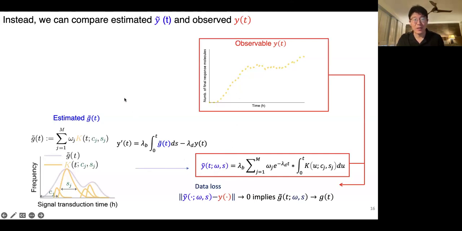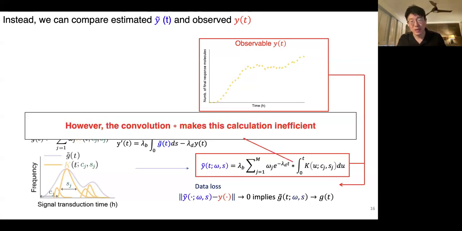Then rather than a loss function between G(t) and G tilde(t), we can make Y(t) and Y tilde(t) the data loss. So if we make the loss function so that Y tilde(t) goes to Y(t), then it implies that G tilde(t) will go to the true G(t).